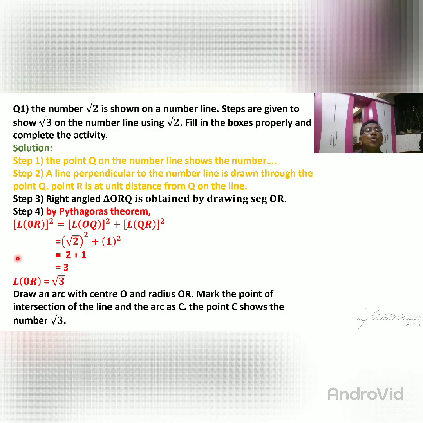So OR square is equal to OQ square plus length of QR square. We just saw OQ is the √2. So OQ is equal to what? √2. QR is equal to what? 1. √2 square is equal to what? 2. Because remember that √2 into √2, what do you get? 2 into 2, 4, √4. What is the square root of 4? 2.